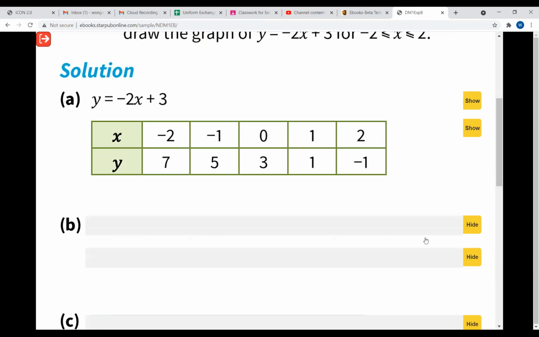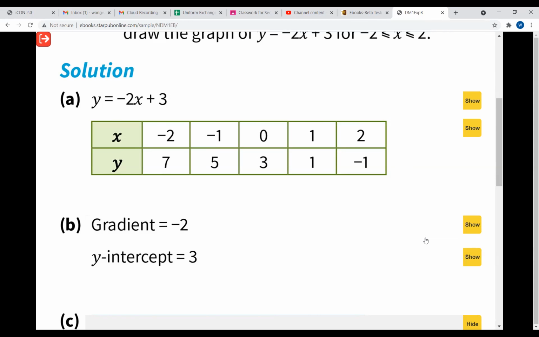So y equals to negative 2x plus 3. Y equals to mx plus c. Gradient is? What's the gradient? Negative 2. Just see only and state. State your age. You don't need to think, just state. Okay, no calculation involved. So gradient negative 2, y-intercept is 3.